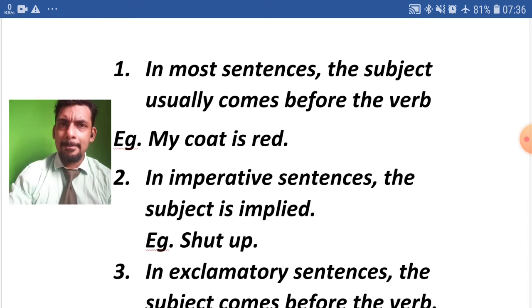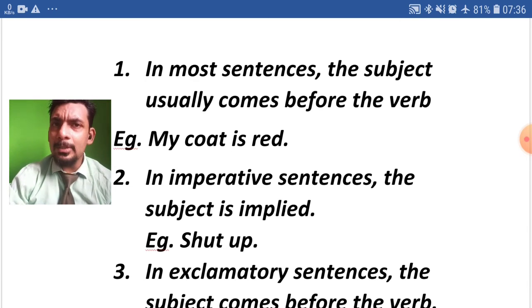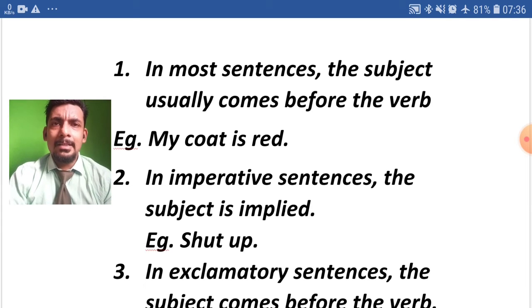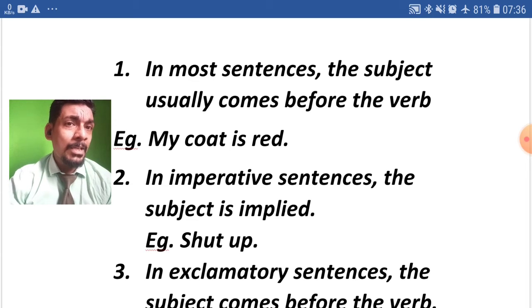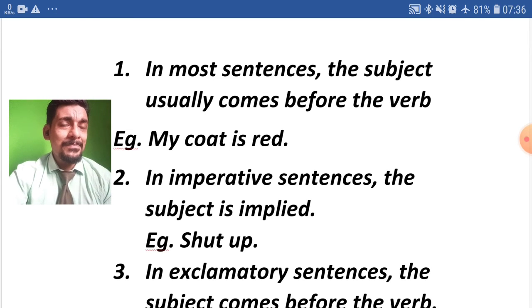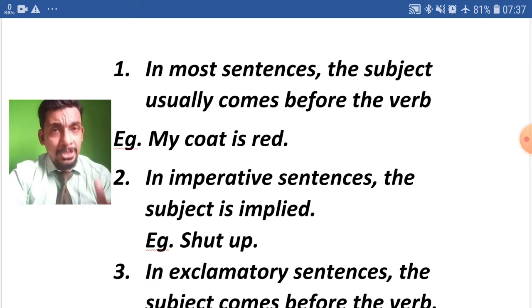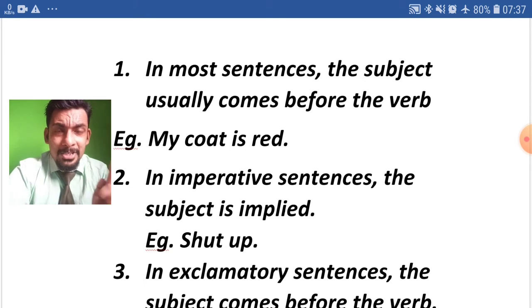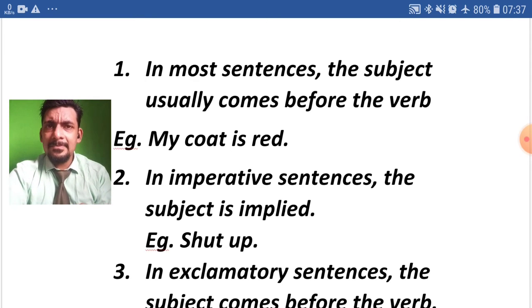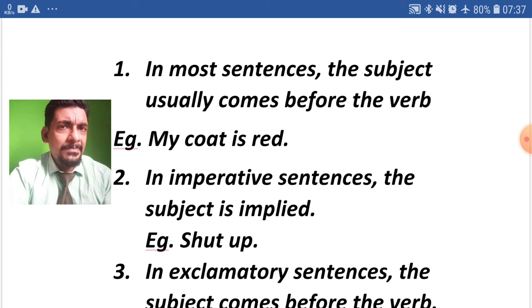Like, shut up. Now, if I am looking at a particular student or a particular class and I am asking them to shut up, of course, it is a command and it is implied that I am telling to shut up to that student or to that person on which I am looking at. And that is why for imperative sentences, my dear students, the subject remains implied.